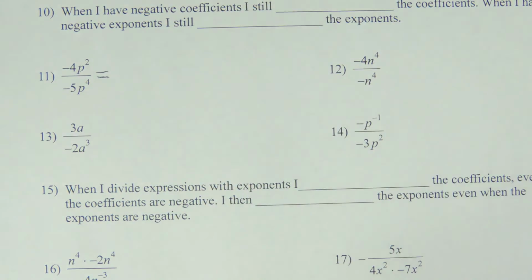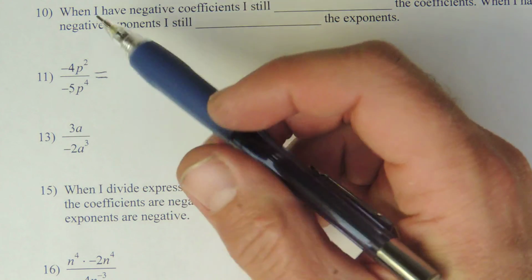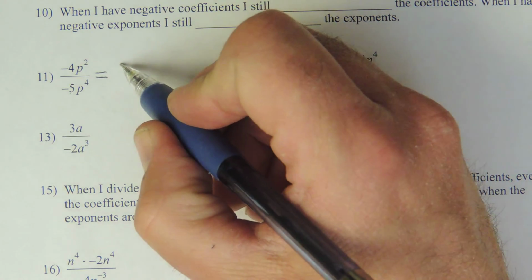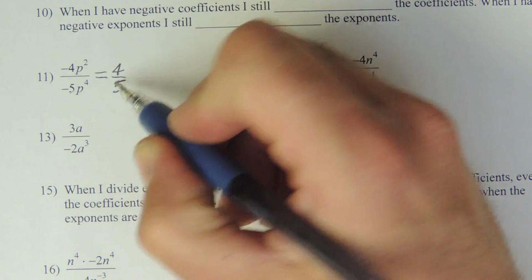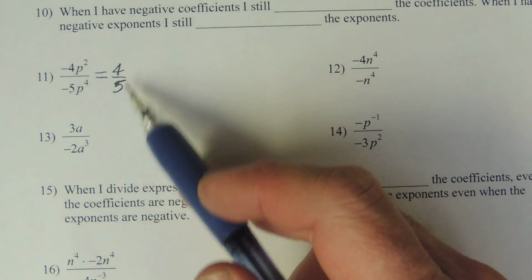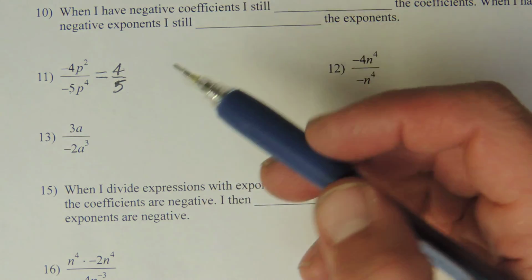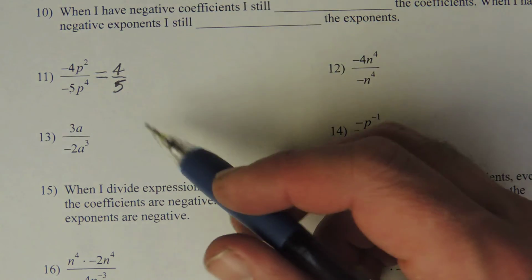The first thing we do is deal with the coefficients. In this case, I divide my coefficients. Coefficients are negative 4 and negative 5. Negative divided by a negative is a positive, so I end up with 4 divided by 5. If I could reduce that, I would, but there's nothing I can divide into 4 and 5. I can divide 4 by 2, but I can't divide 5 by 2.